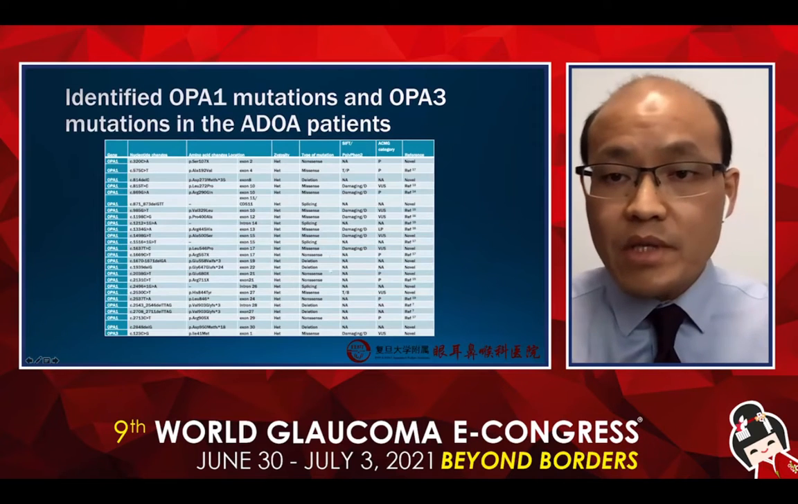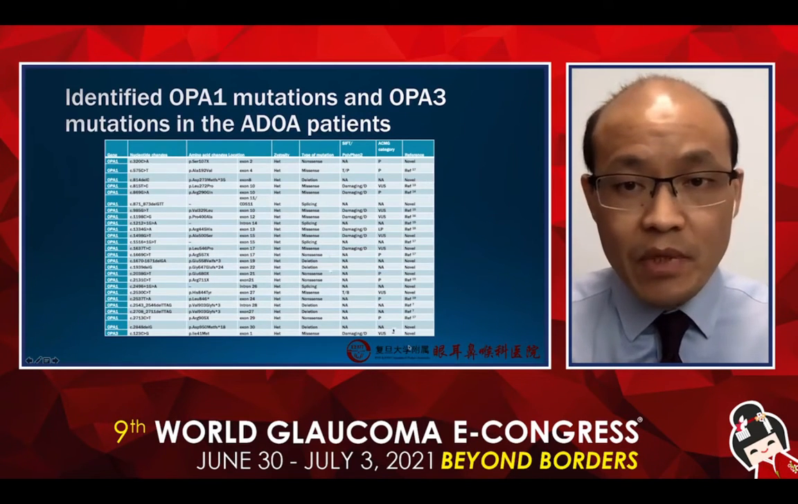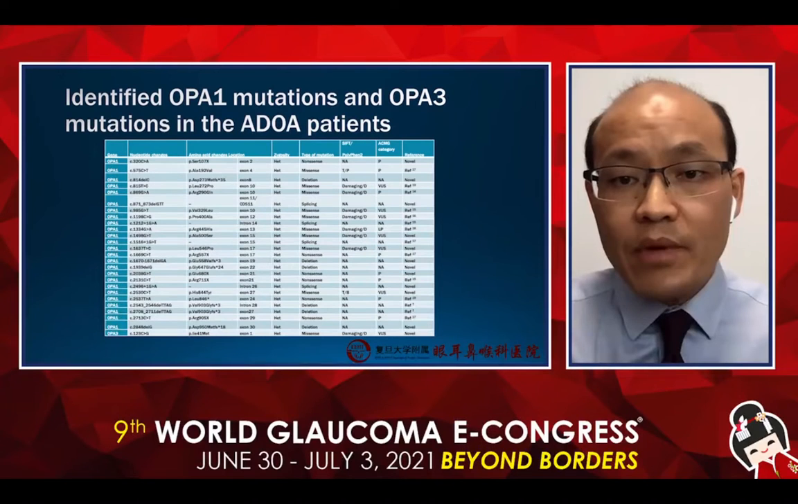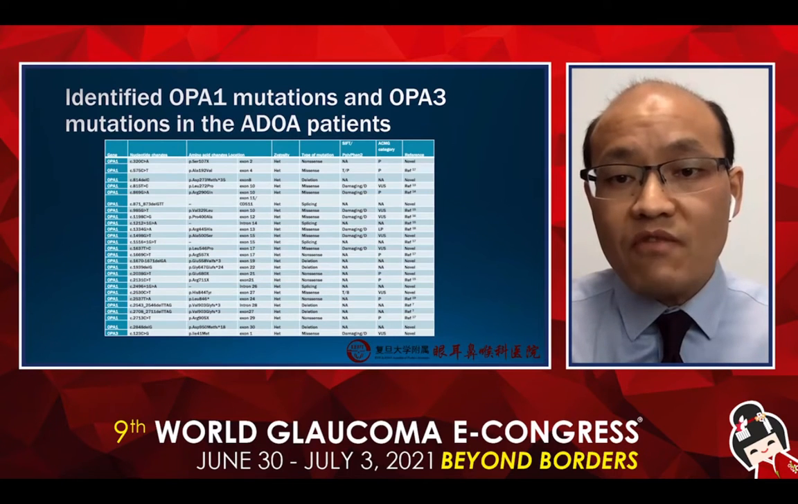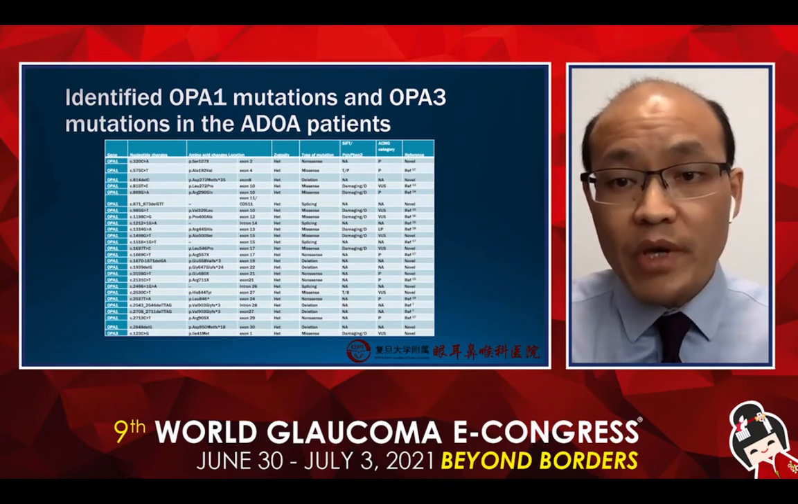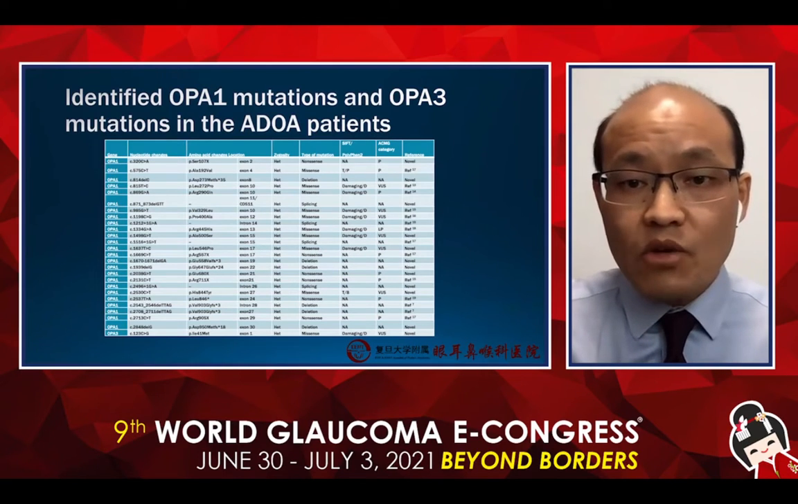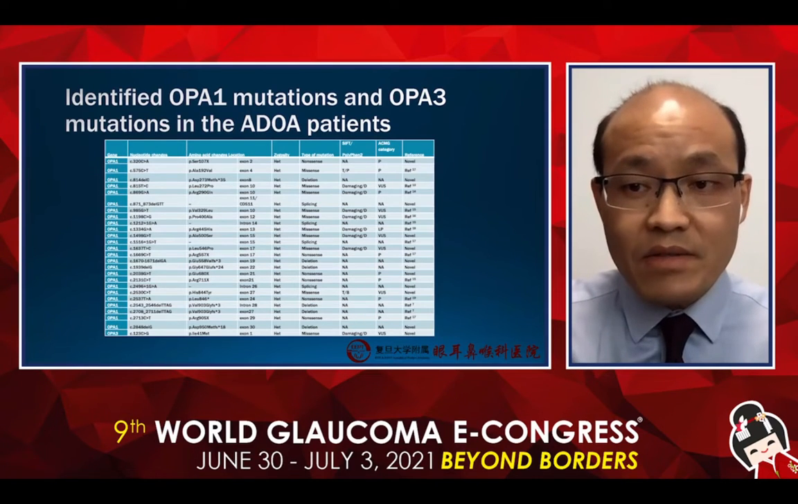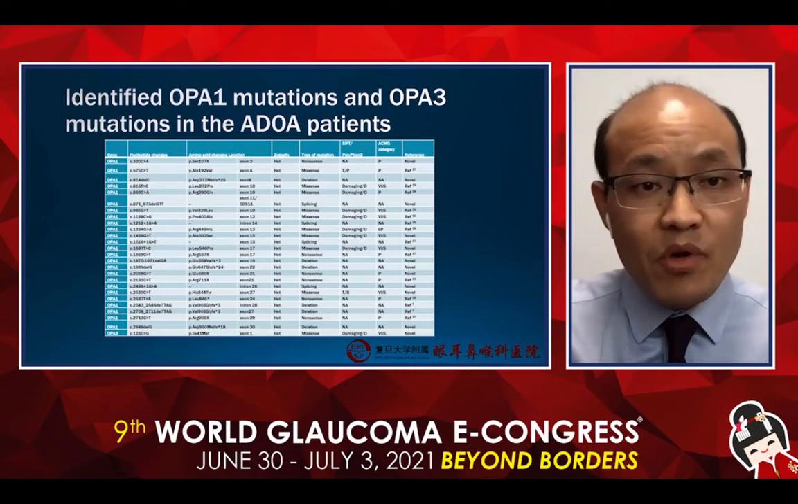All ADOA patients underwent genetic analysis by NGS. In total, 25 OPA1 pathogenic variants were found in 24 patients, and 1 pathogenic variant in OPA3 was identified in 1 patient. All patients carried heterozygous mutations, except 1 patient who carried compound heterozygous mutations in OPA1. Among the 25 detected OPA1 mutations, 48% of variants were deletion and nonsense, which induce a premature translation termination and result in haploinsufficiency.